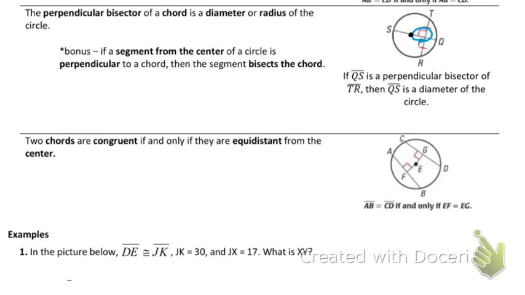If a segment from the center of a circle is perpendicular to a chord, then the segment bisects the chord. This is the big sentence out of all that I'm saying. This is the big one. This is what it's going to look like on the homework and on the test. I'm going to give you something that looks like this, and I will not tell you these are congruent. You just have to know they're congruent because it's perpendicular and it goes to the center.